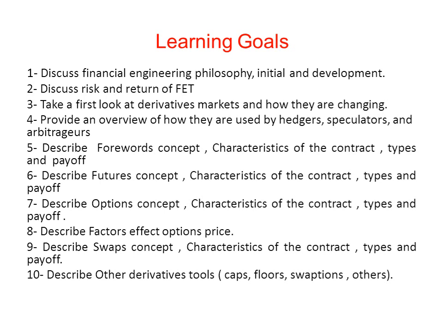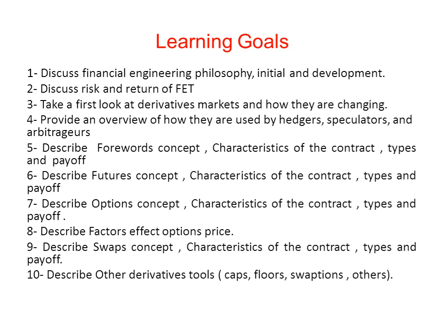Learning goals. This chapter has 10 learning goals. They are: number 1, discuss financial engineering philosophy, initial and development. Number 2, discuss risk and return of financial engineering tools. Take a first look at derivatives markets and how they are changing. Provide an overview of how they are used by hedgers, speculators, and arbitrageurs.